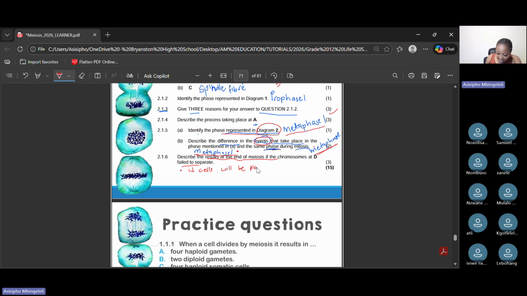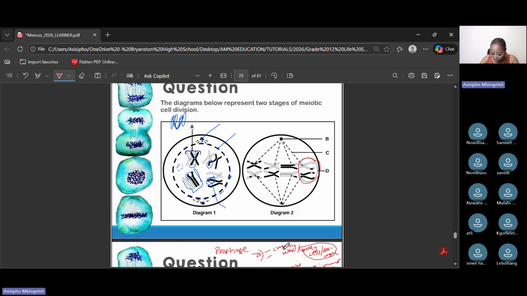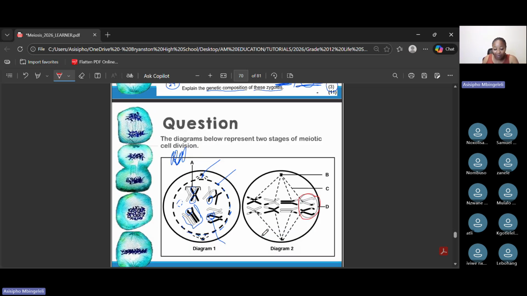Because what are they asking us here? Describe the results at the end of meiosis. At the end of meiosis, we get 4 cells. But now, from these 4 cells, let's look at the chromosome numbers. How many chromosomes do we have in the parent cell? We can be guided by this diagram. How many chromosomes did we have in the parent cell? The total number.